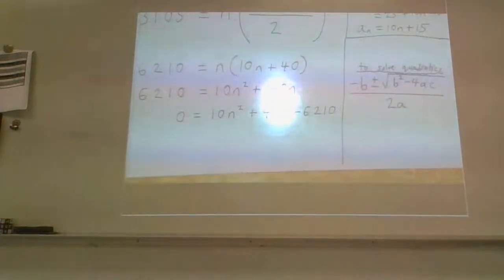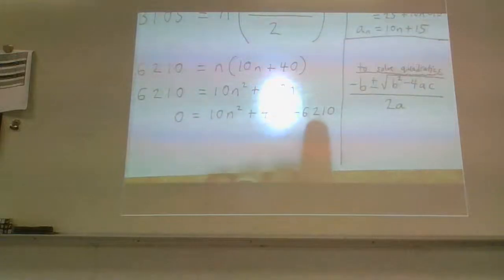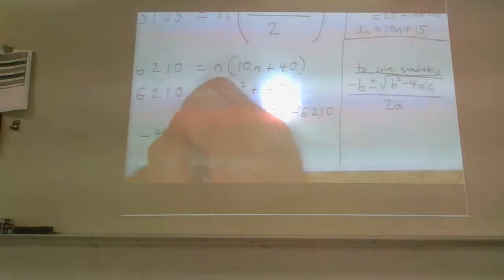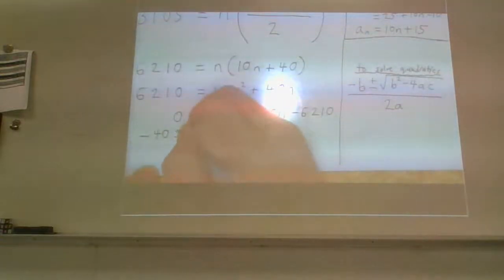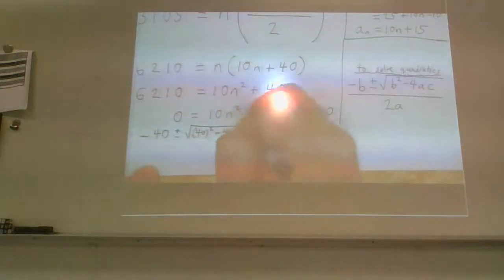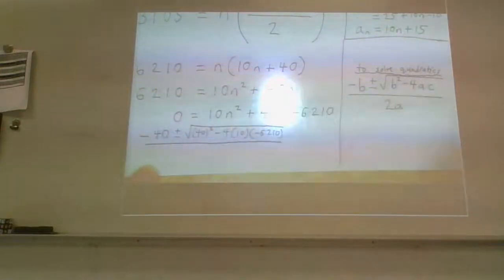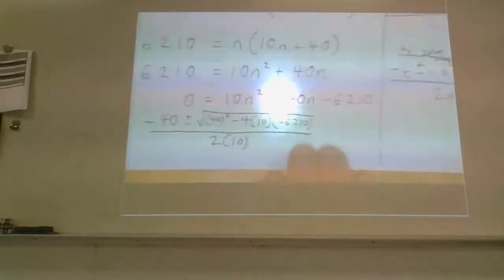So in terms of A, B, and C, A would be the 10, B would be the 40, and C would be the negative 6210. You can plug in that information where it belongs. Negative 40 plus or minus the square root of 40 squared minus 4 times A times C, the whole thing over 2 times A. I'm going to have the calculator do most of this for me. You just have to know where to plug that in. Let me zoom in a little bit more down there.